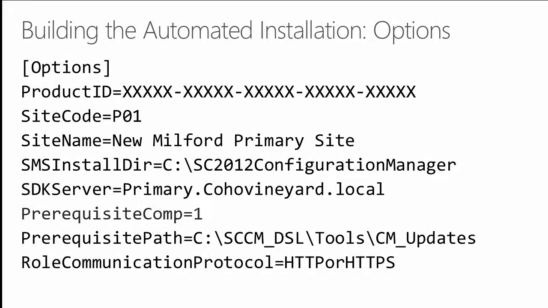The next portion gets into the prerequisites that if you've ever gone through, 2007 had this as well, where you have a set of components you have to pre-download, or that you have to download as part of the installation process, or you can pre-download. What I've done here is set prerequisite comp equal to 1, which is telling the setup that I've already downloaded the files and they're in that prerequisite path. Personally, I like to download them in advance.